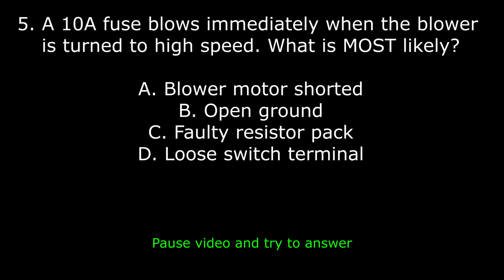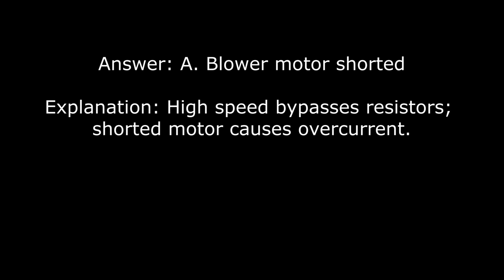5. A 10A fuse blows immediately when the blower is turned to high speed. What is most likely? A. Blower motor shorted. B. Open ground. C. Faulty resistor pack. D. A loose switch terminal. Answer: A. Blower motor shorted. Explanation: high speed bypasses resistors. Shorted motor causes overcurrent.